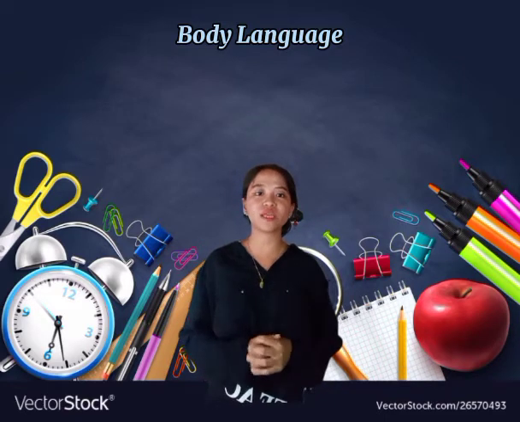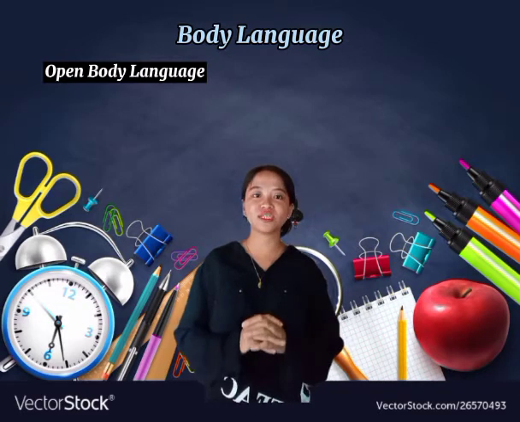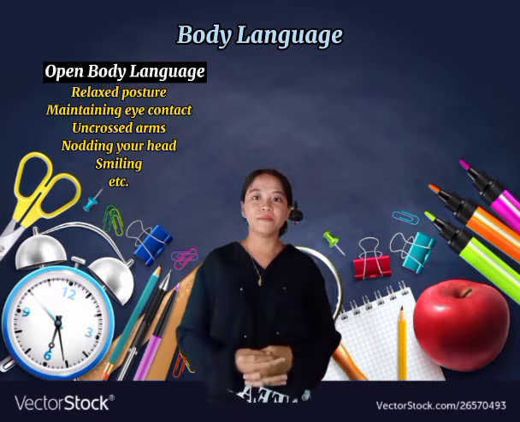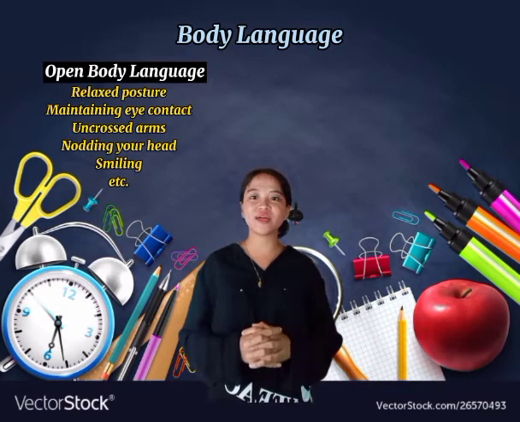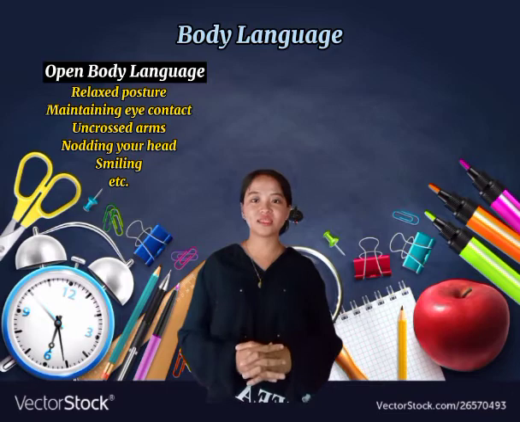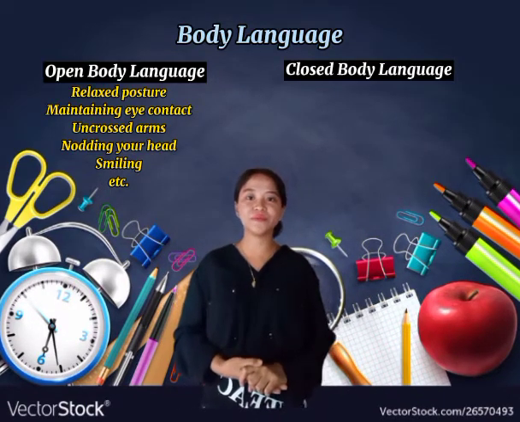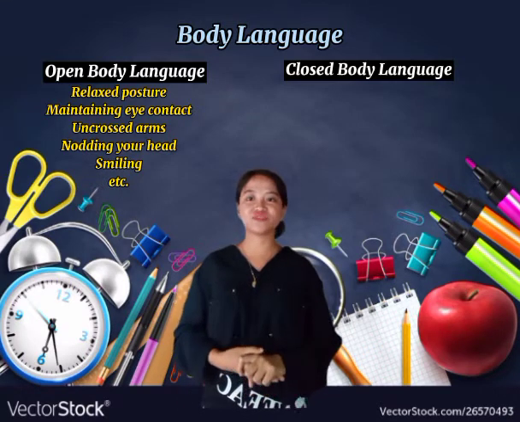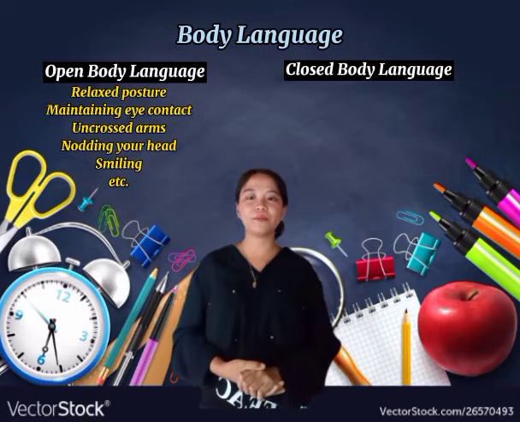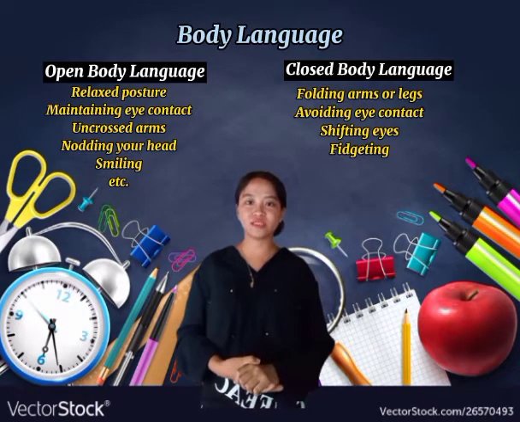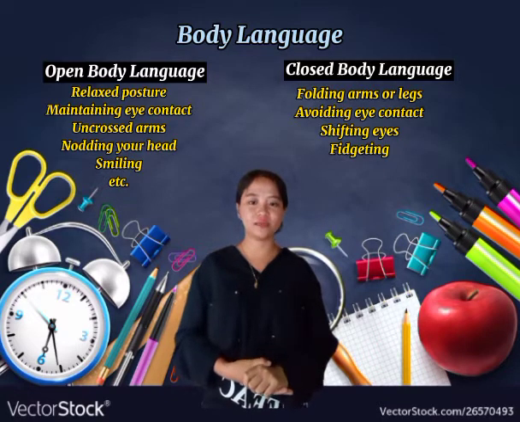When communicating with others, your aim is to display open body language, such as relaxed posture, maintaining eye contact, uncrossed arms, nodding your head, smiling, etc. Closed body language should be avoided as you may be perceived as uninterested or even untrustworthy. For example, folding arms or legs, avoiding eye contact, shifting eyes, and fidgeting.